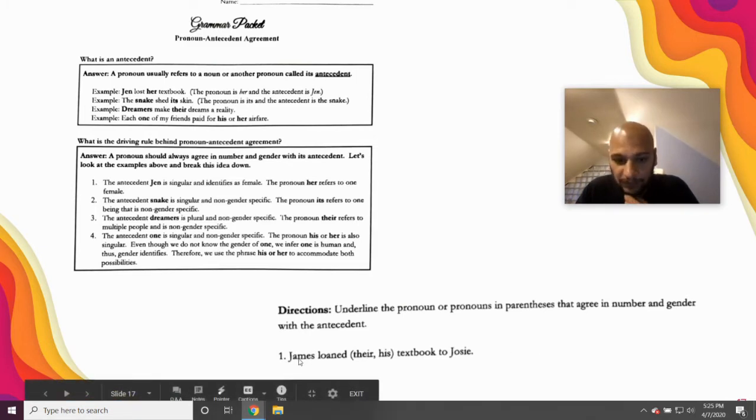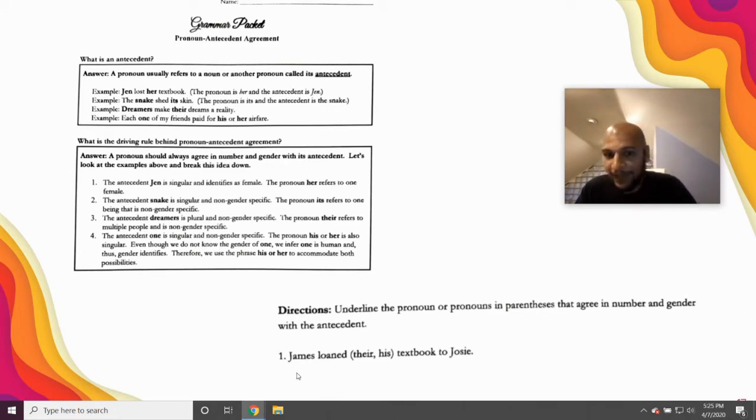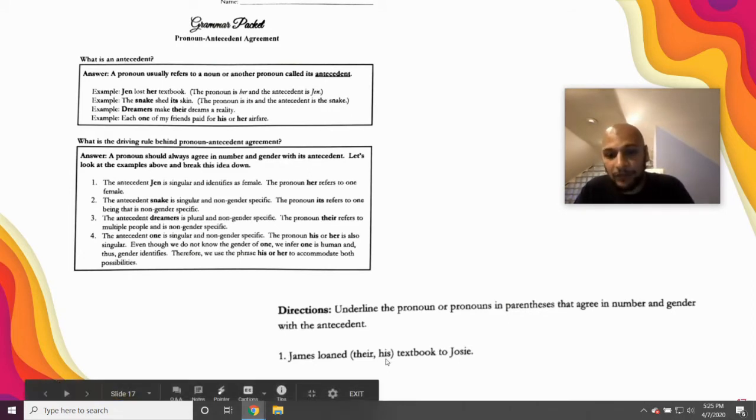On this first one, James loaned their or his textbook to Josie. Well, James is a male gendered name most of the time. Of course, there may be a James out there who's female, I'm sure, but most of the time male, so we're going to go ahead and assume his.